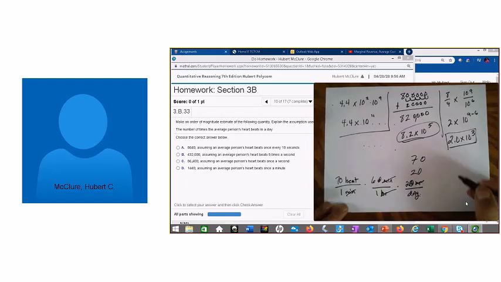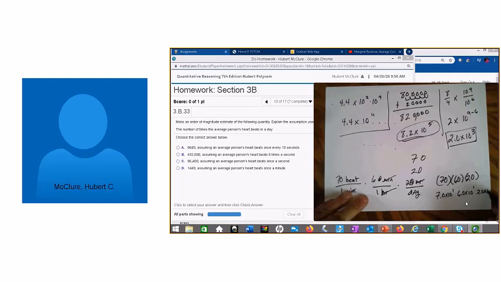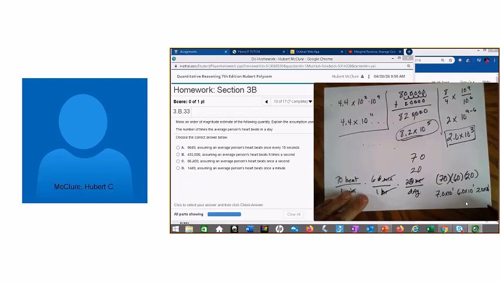So that's going to be 70. I'm going to change this to 20. So that's going to be 70 times 60 times 20. So that's going to be 7.0 times 10 to the first, 6.0 times 10 to the first, 2.0 times 10 to the first. And 7 times 6 is 42. 42 times 2 is what? 84, times 10 to the third, 84,000 beats per day. So which one says 84,000 beats per day, roundabout?